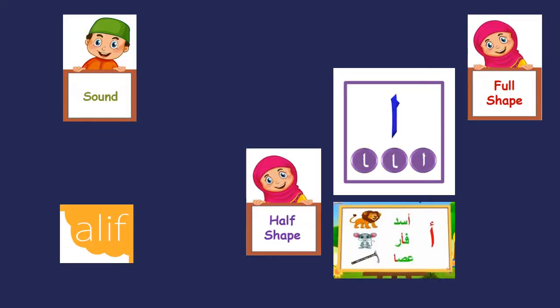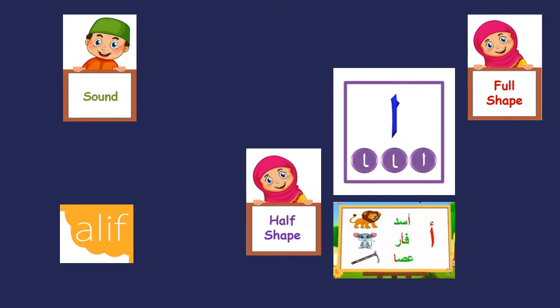Look at the full shape of Alif. This is the full shape of Alif. Remember, it does not have a proper half shape. You can see it does not have a proper half shape. It joins the words as it is. So this is the full shape.